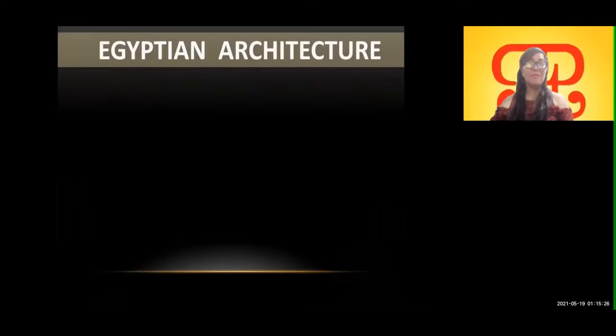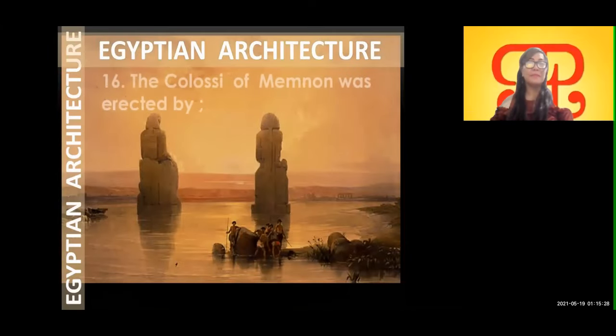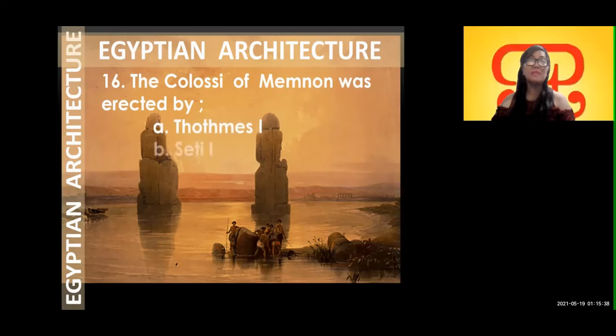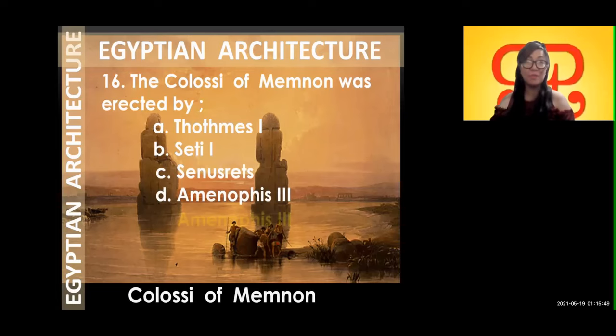Okay. Number 16. The Colossi of Memnon, these are the two seated pharaohs, were erected by A, Thutmose I? Is it B, Seti I? Is it C, Senusret? Or is it D, Amenophis III? The answer here is, of course, the Colossi of Memnon were erected by Amenophis III.